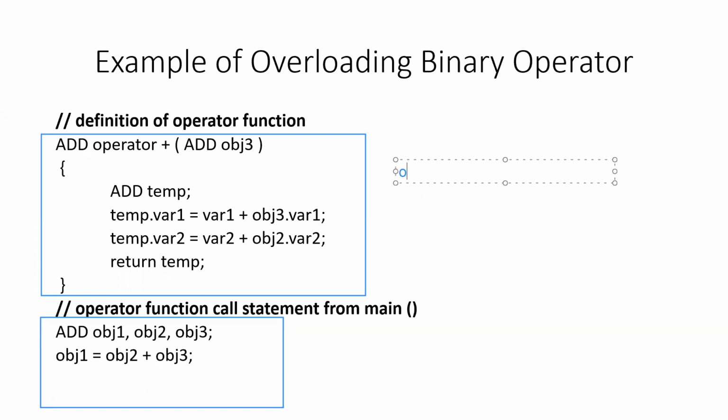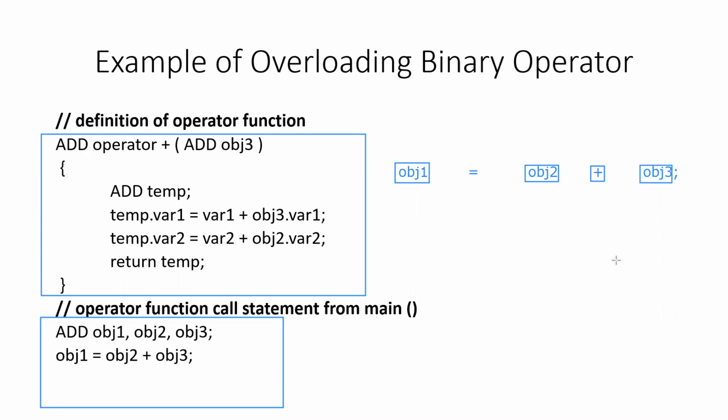So what is the operator function call statement? obj1 is equal to obj2 plus obj3. So this is the operator function call statement. Which operator have we overloaded? We have overloaded the plus operator. How many objects can you see? You can see three objects: object 1, object 2, and object 3.